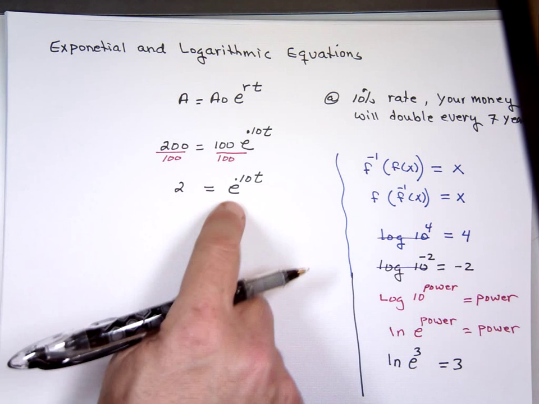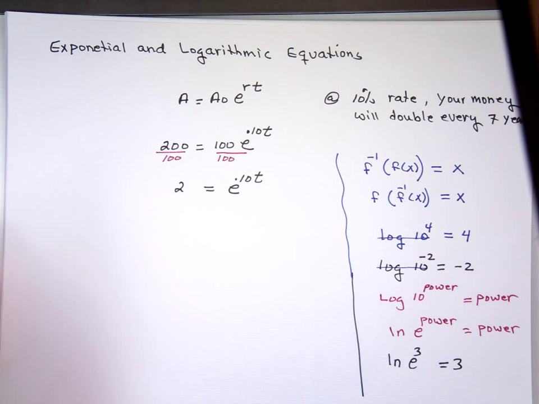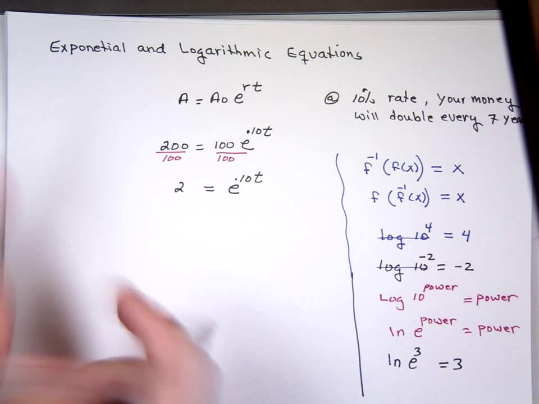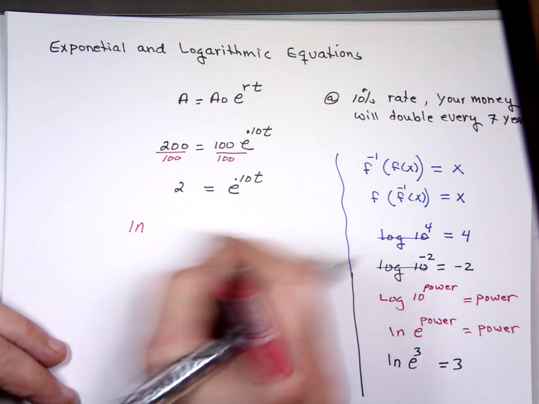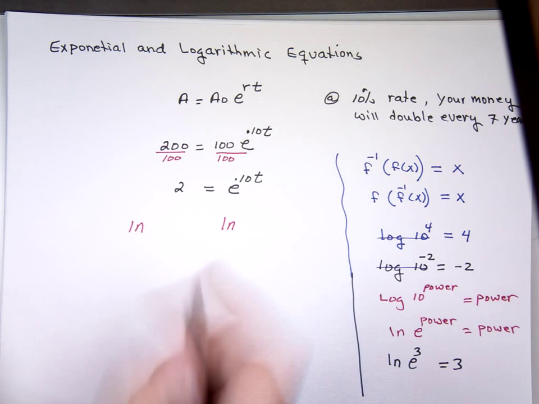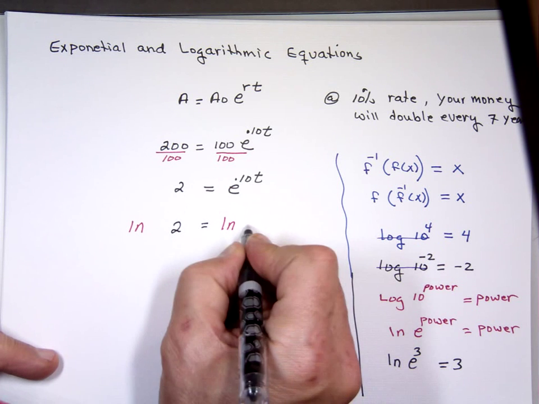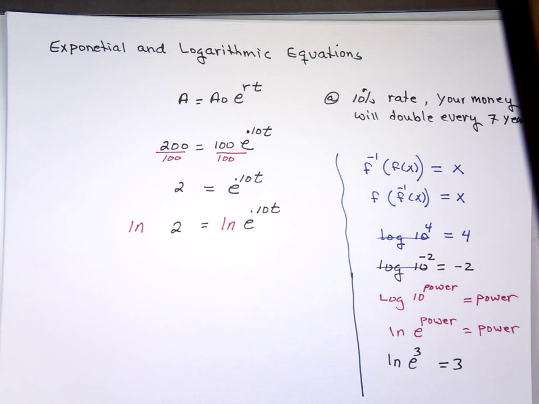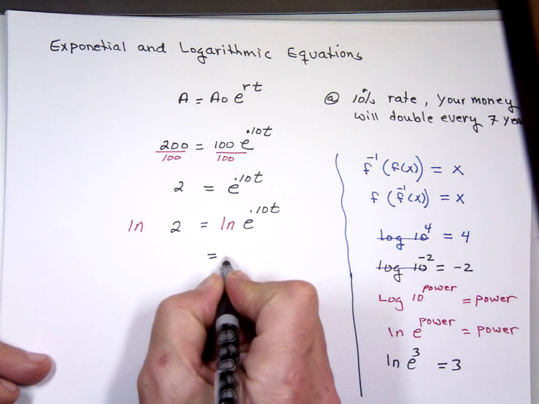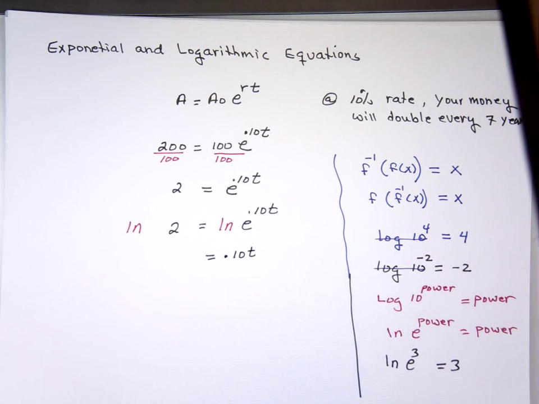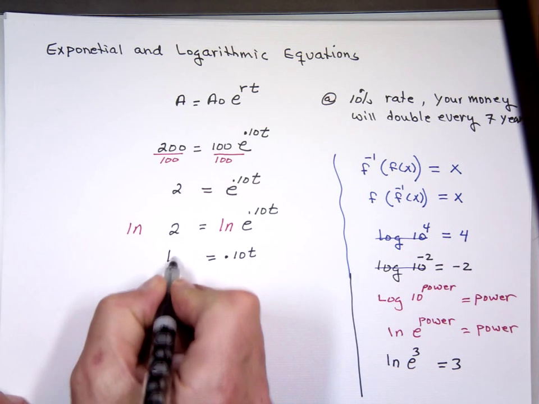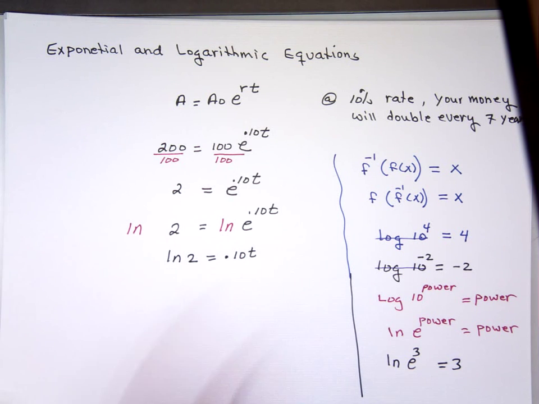So here's my equation. If I want to solve for t, I need to get rid of the e. And what's the best way to get rid of the e? You take the natural log of both sides. So the natural log of 2 equals the natural log of e to the 0.10t. I just finished saying the natural log of e to any power is what? The power. So what's my power here? 0.10t. These two will cancel each other out right here. 0.10t equals the natural log of 2. How would I solve that for t?